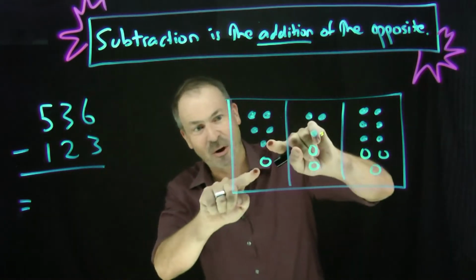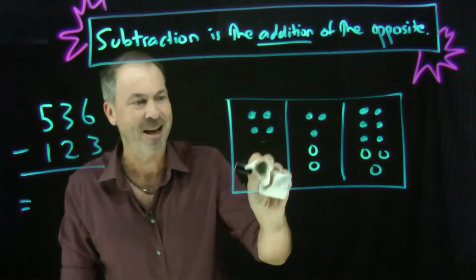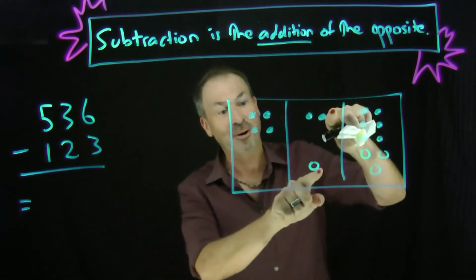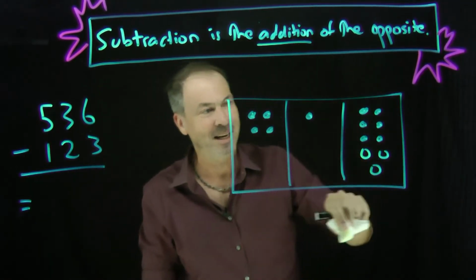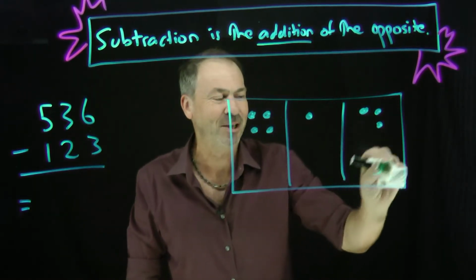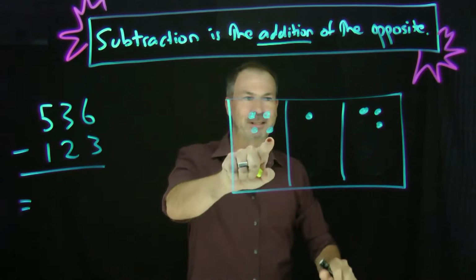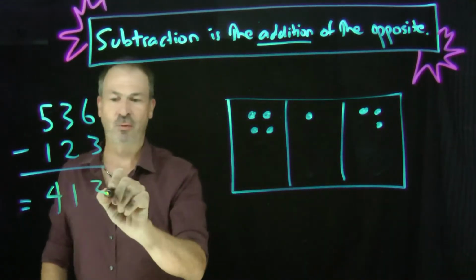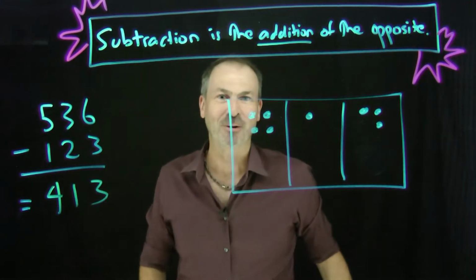All right, now I see a dot and a Todd. Okay, poof, they annihilate and go away. There's a dot and a Todd, poof, they annihilate. Dot and Todd, poof, annihilate. Dot, Todd, another dot and Todd, poof, poof, poof, three annihilations, there we go. And I see what's left behind is four in the hundreds place, one in the tens place, three in the units place. The answer is 413.